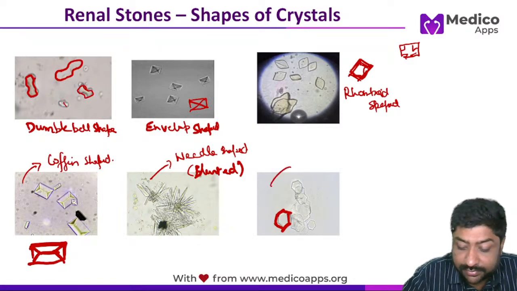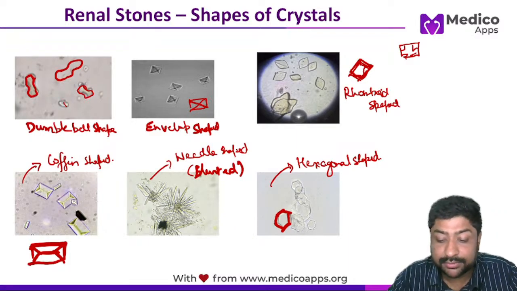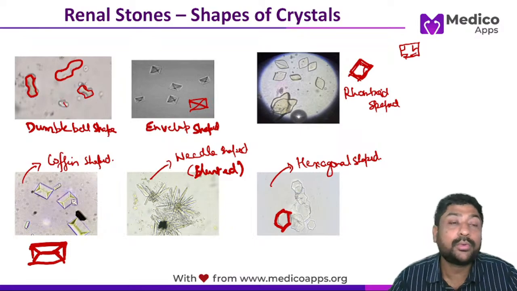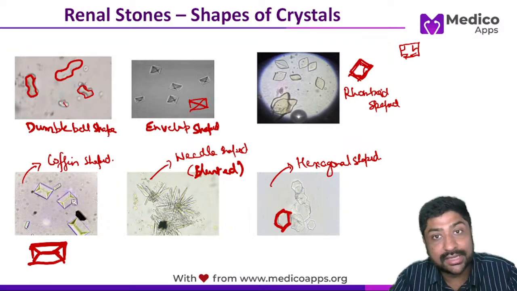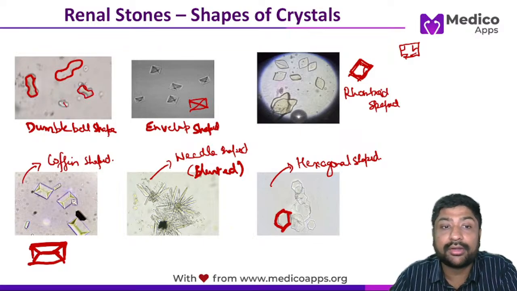Okay. And what is this shape? This is a hexagonal shaped crystals. So are you all clear with the shapes, which are very different shapes? Can we go and name these crystals based on the shape? What kind of shape? Is everybody clear? Any doubt in terms of shape?